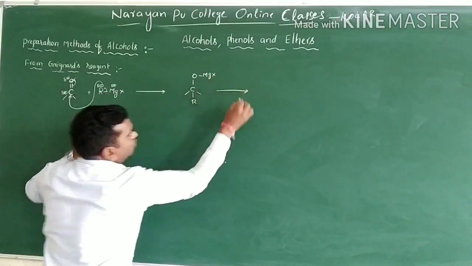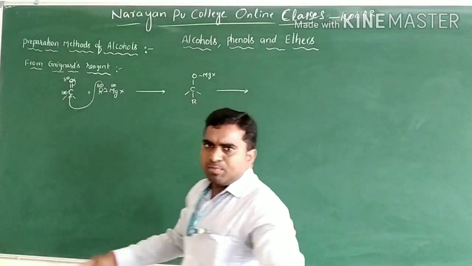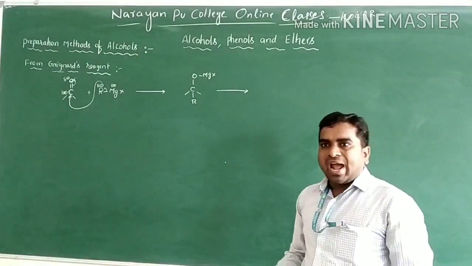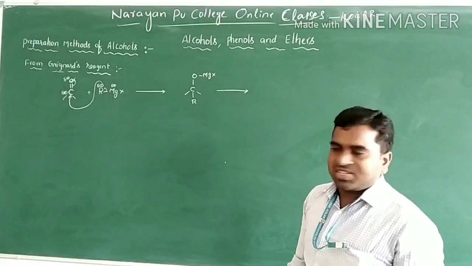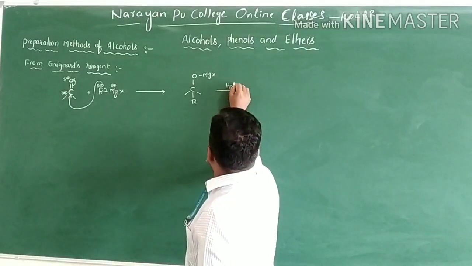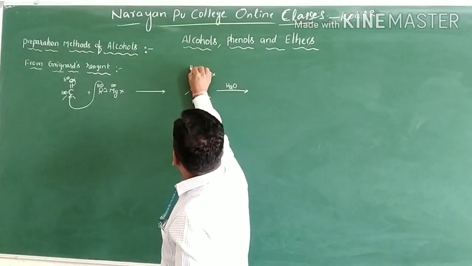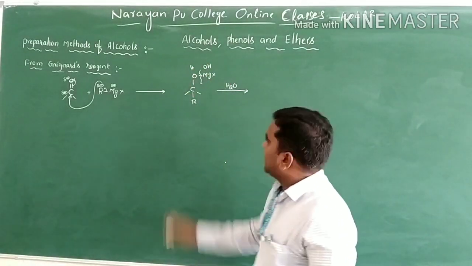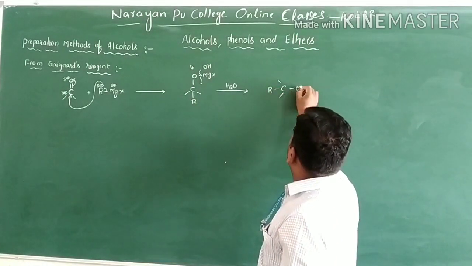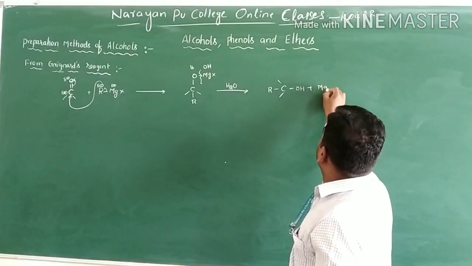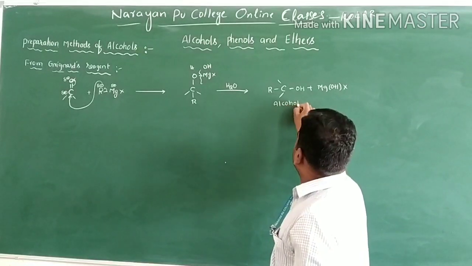And next we have to do the hydrolysis. Acidic hydrolysis you can do, or dilute HCl you can use, and sometimes aqueous ammonium chloride can also be used for the hydrolysis. So simple: when you do the hydrolysis, this bond will break and H and OH will be added. Then the compound you are getting has an R and here OH, plus MgOHX. This is an alcohol. Clear?